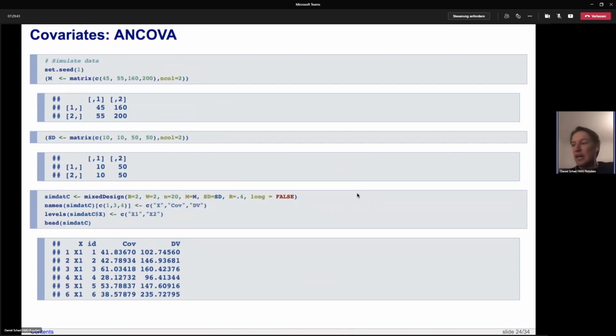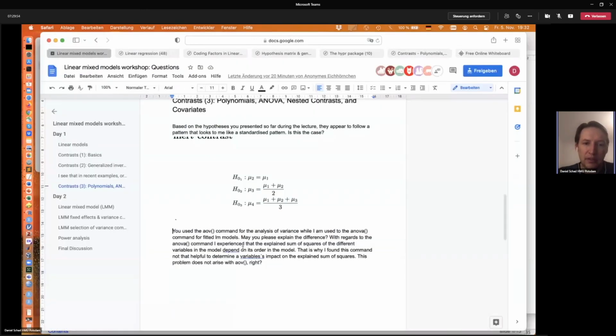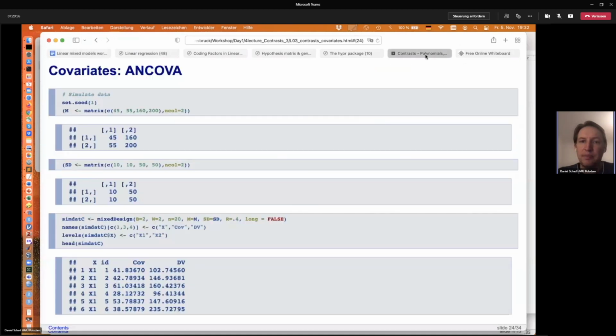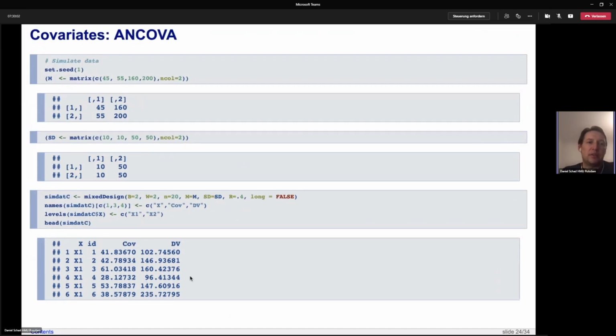So we have half an hour, so I could start talking about covariates if that's of interest. That would be the next step. Okay, let's do that. So the most simple case for analyzing a covariate is the so-called ANCOVA, the analysis of covariance.